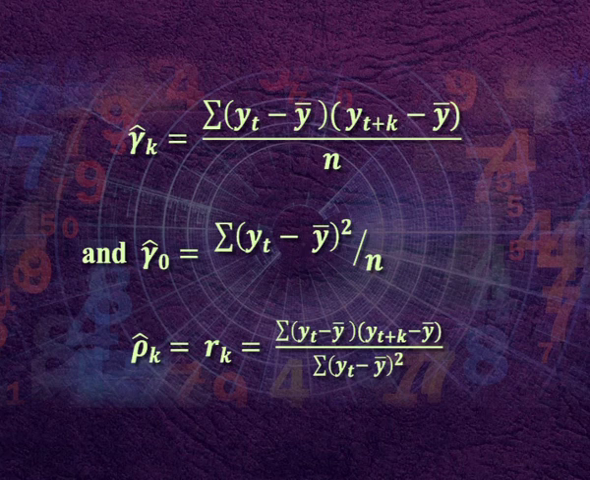This gives sample autocorrelation function given by rho k cap equal to rk, which is equal to summation yt minus y bar multiplied by yt plus k minus y bar, which is divided by summation yt minus y bar square. When we plot the value of rk against k, we get sample correlogram.